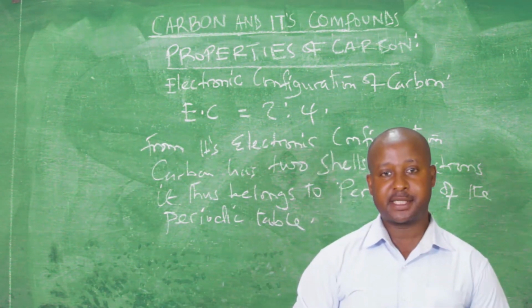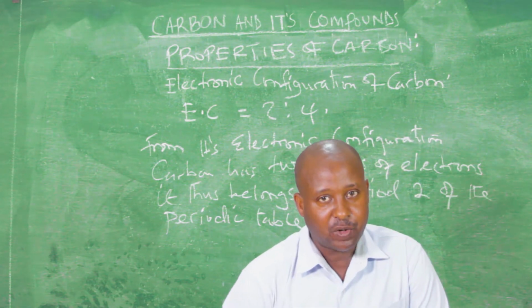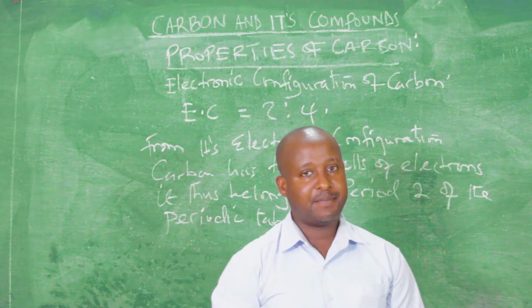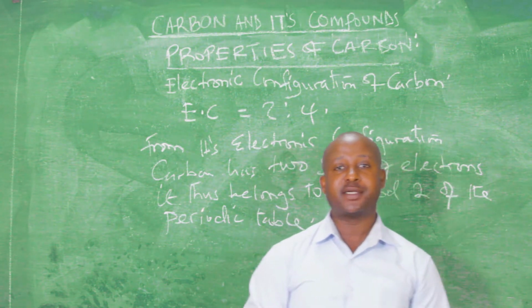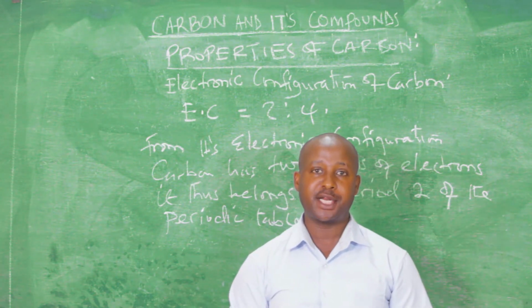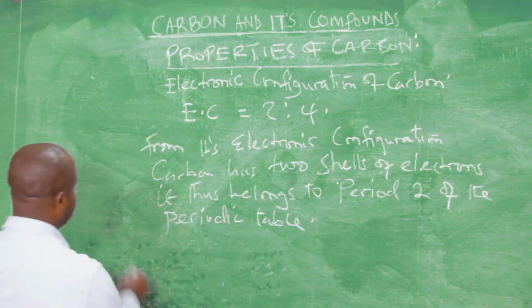And when we look at this electronic configuration of carbon, we find carbon has 4 electrons in its outermost shell. And because carbon has 4 electrons in its outermost shell, this means carbon belongs in group 4 of the periodic table. We can note this down.